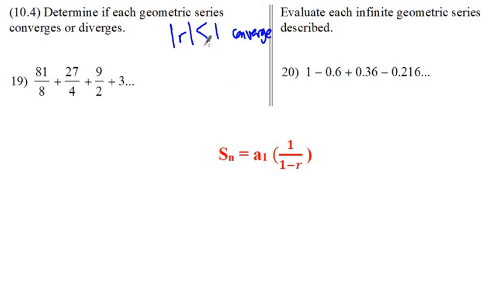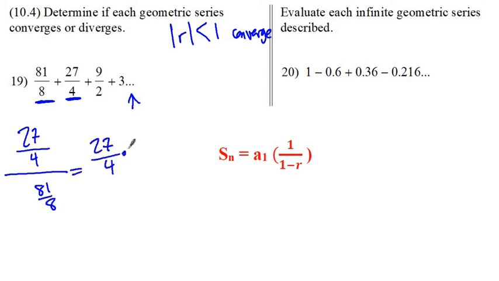Because if it's less than 1, that means the terms are going to get smaller and smaller as you go out to infinity. So this dot dot dot here means that it's an infinite series. So how can we find the common ratio when it's a little bit complicated with these fractions? You can basically take a term and divide it by the term right before. So 27 over 4 divided by 81 over 8. Dividing by a fraction is the same as multiplying by the reciprocal, which is 8 over 81.